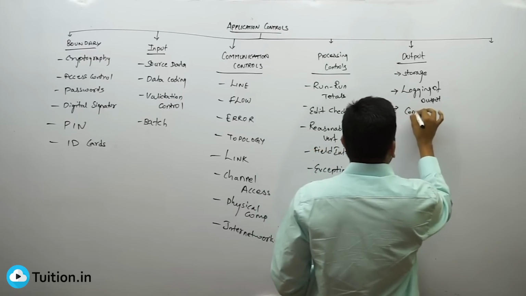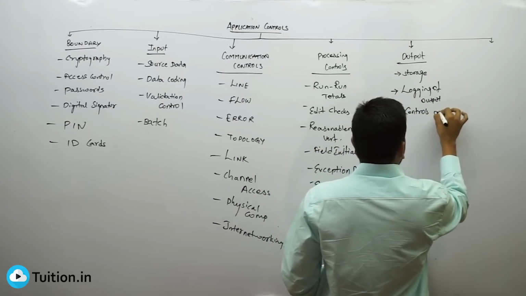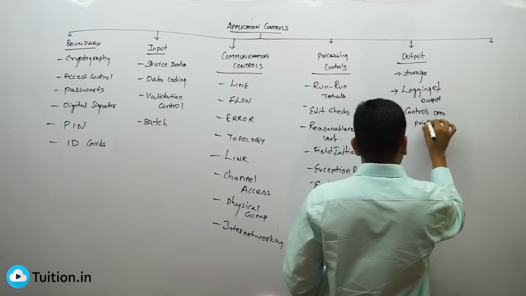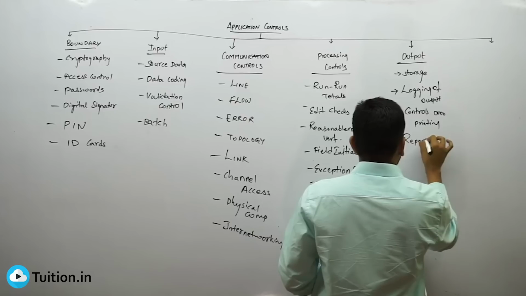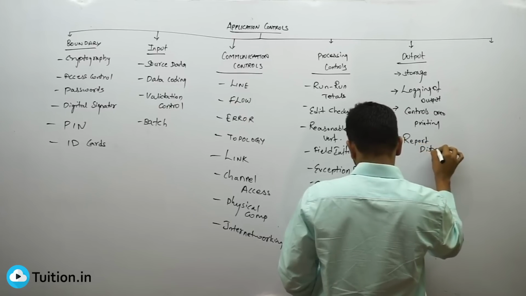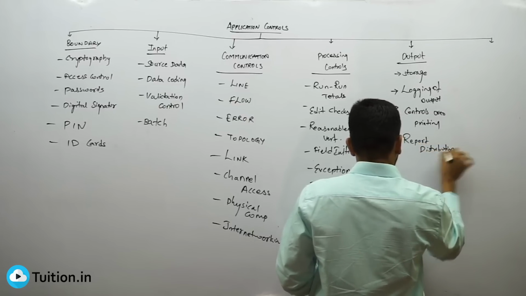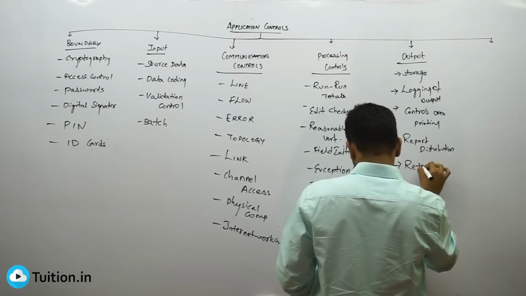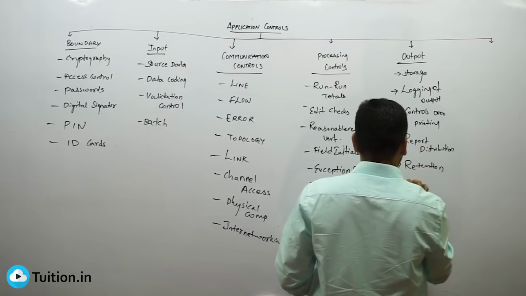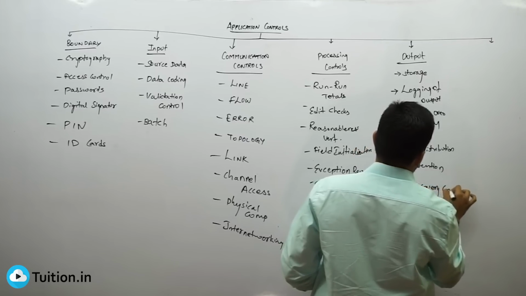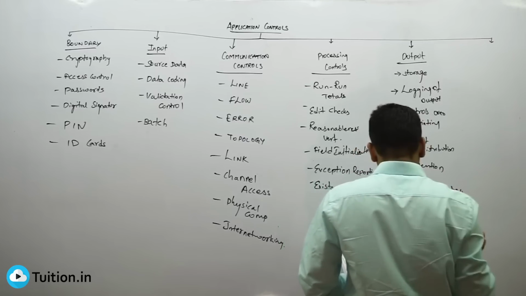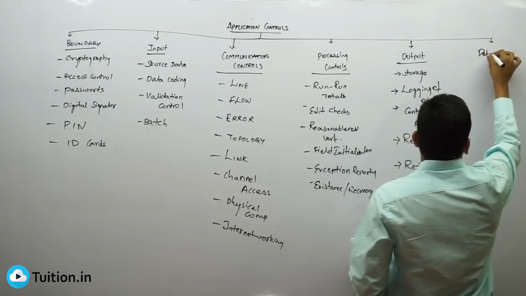Then we have controls over printing. Controls over printing, you're not supposed to give everything to everybody. Report distribution. Then talk about retention controls. And again we're talking about recovery controls. That's what it is. And then last we have database control, that's about storage.